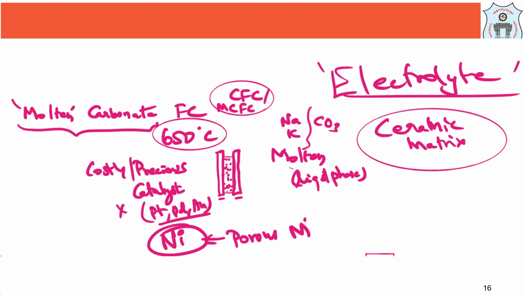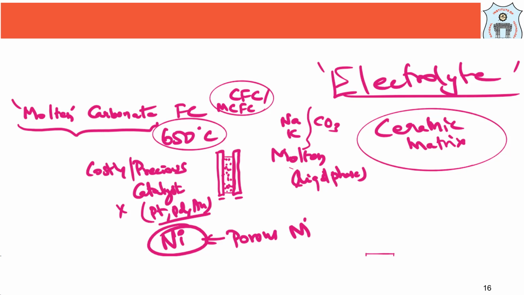Because of this high temperature, costly catalysts are not required. Precious catalysts are not required. What is that? Precious catalyst means platinum, palladium, gold, kinds of costly catalysts. It is enough if you use some transition metals like nickel. So a porous nickel catalyst is sufficient. That is a very cheap material, because it needs only a surface for the reaction to take place.